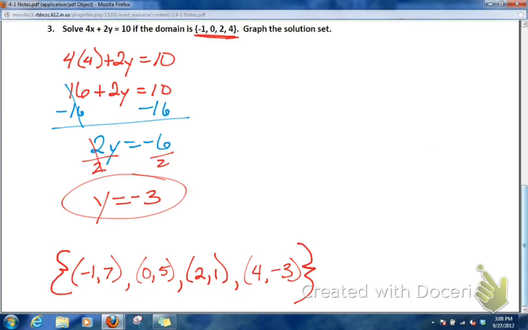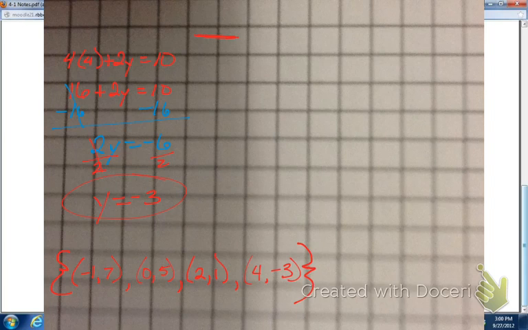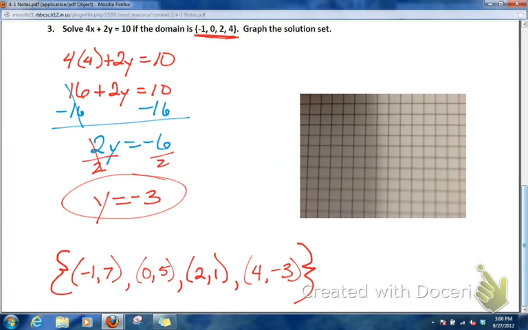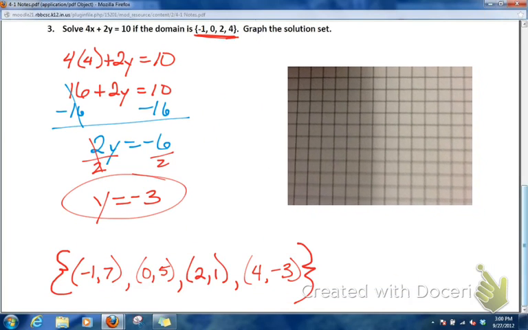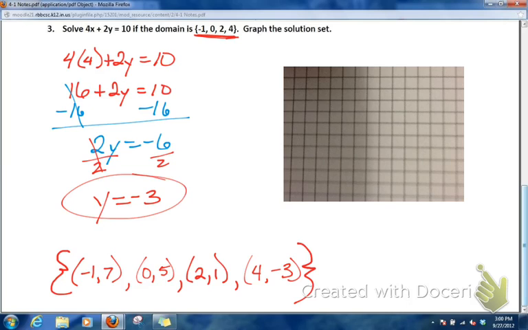Now I'm going to import a graph here so that it's a little bit neater. I like to do my graphs on graph paper. So here I'm going to set up an XY axis. Remember, the vertical axis is always your Y. The horizontal axis is your X. And now I simply plot these 4 points.